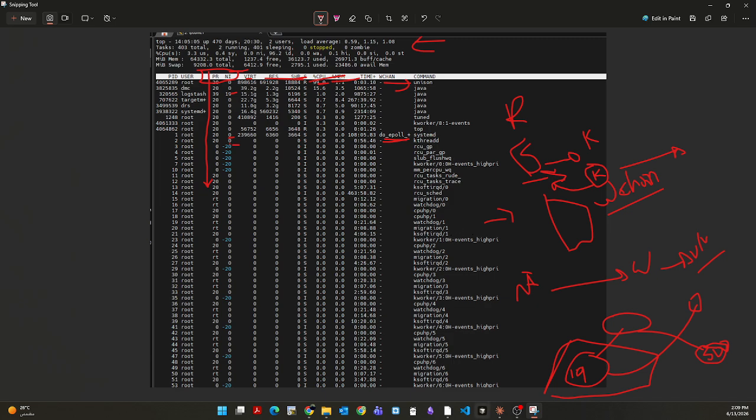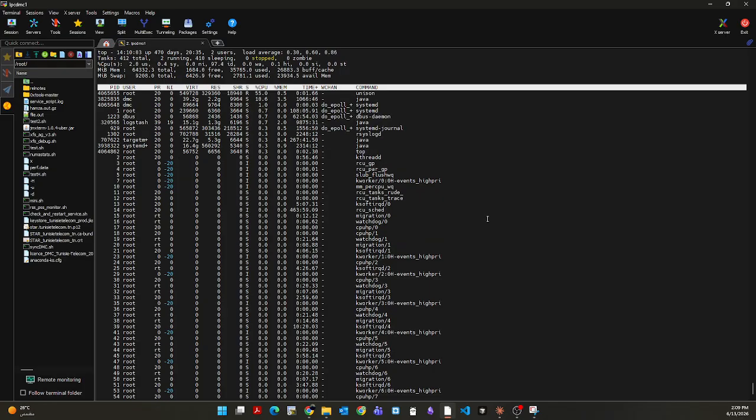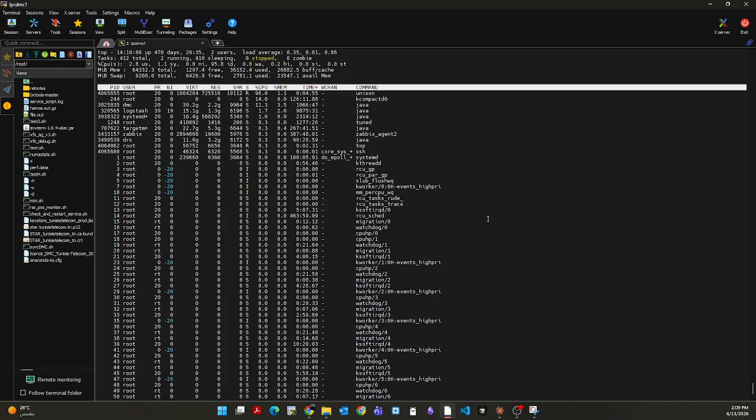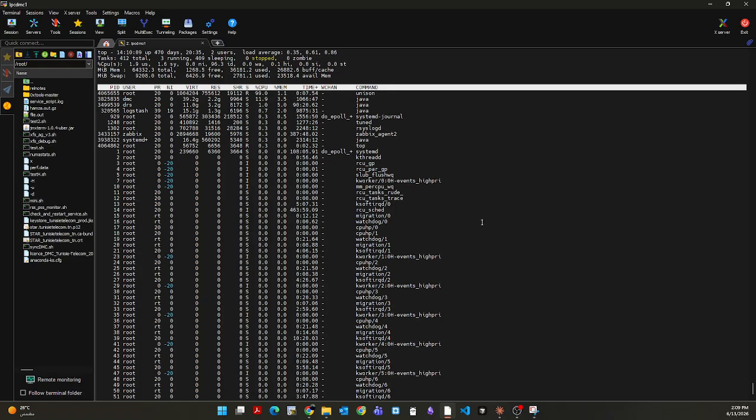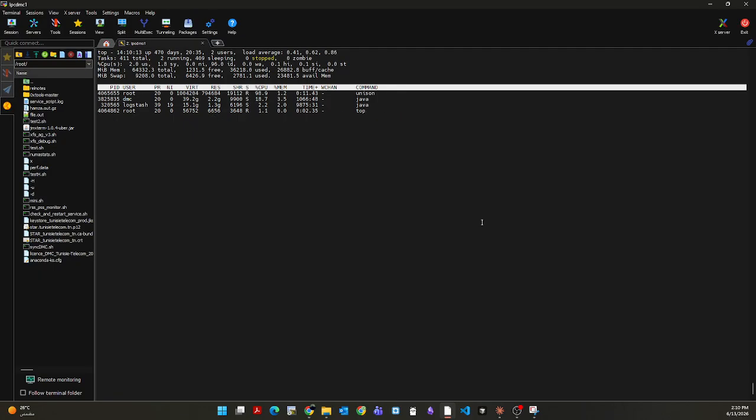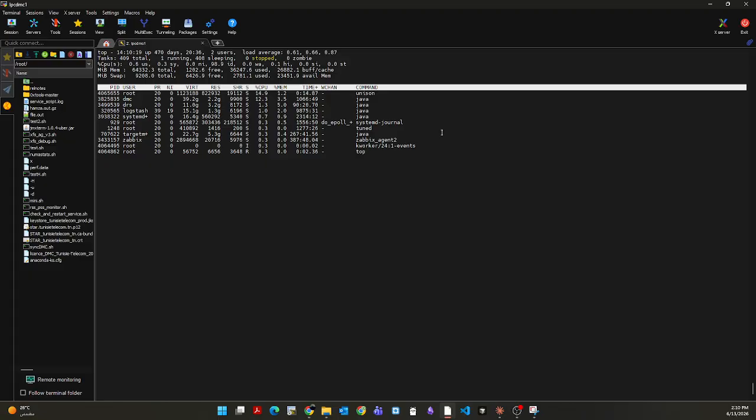There is only one option I want to show you, because sometimes you have too many processes on one server and you want to look only at what is interesting to you. Just press I. As you can see, those are all the user applications that you have, most of the time what's interesting to you.